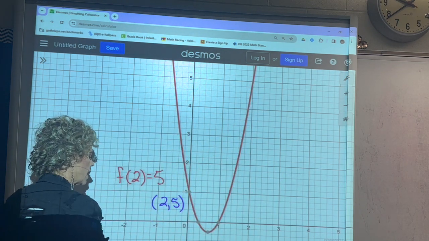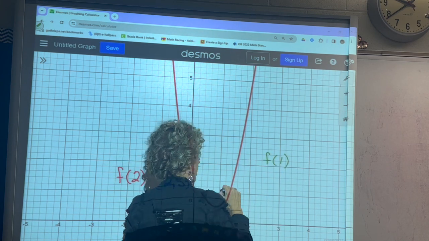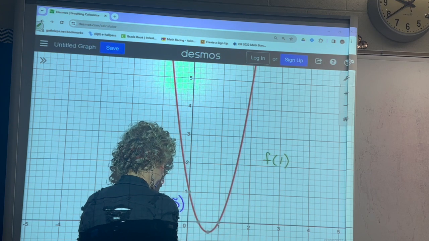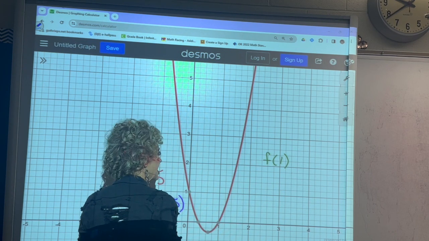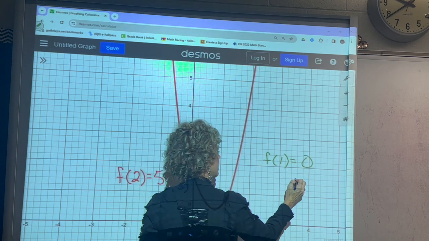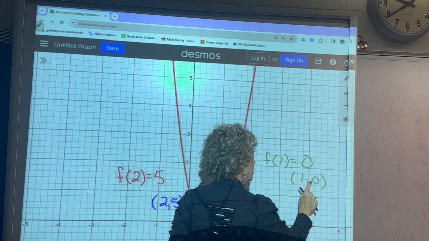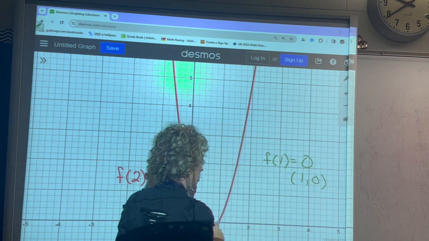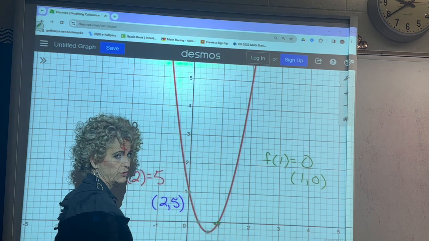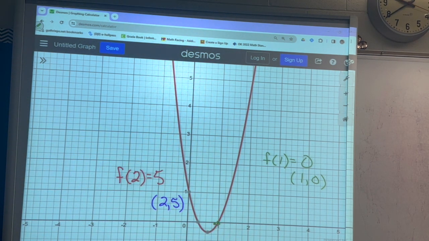And last but not least, we plugged in f of 1. When we put in a 1, we got out a 0. Okay, f of 1 equals 0. So what this tells us is our graph, when we plug in a 1, we should get out a 0. So I should have 1, 0 on the graph, do I? X is 1, Y is 0, and I do.